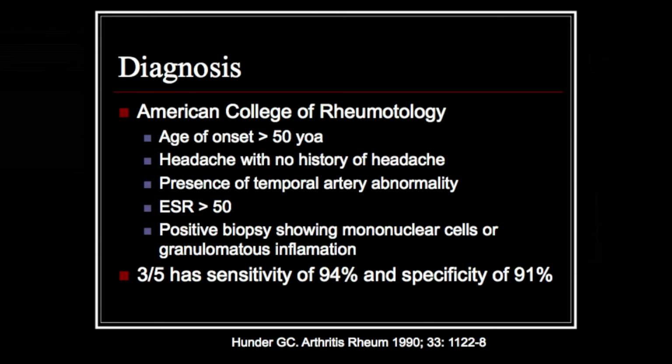headache with no history of headache, although you could theoretically have temporal arteritis in a patient with migraine or some other primary headache disorder. Presence of some temporal artery abnormality, so that would be beating of the artery, some aneurysmal dilatation of the temporal artery. They use a cut point of 50 for the sed rate, or positive biopsy showing mononuclear cells or granulomatous inflammation. And if you have 3 of those 5 criteria, they found there was a sensitivity of about 94% and specificity of 91% for temporal arteritis.